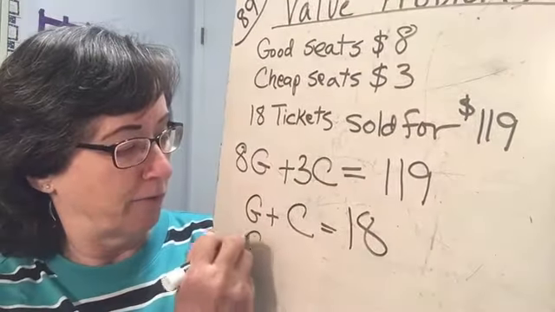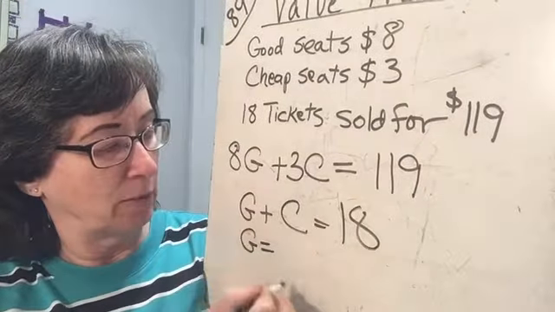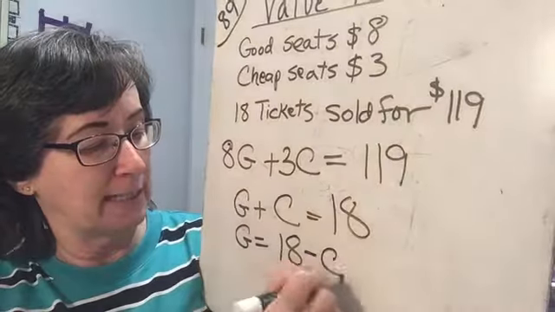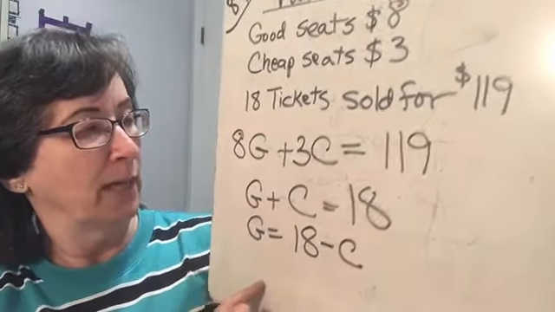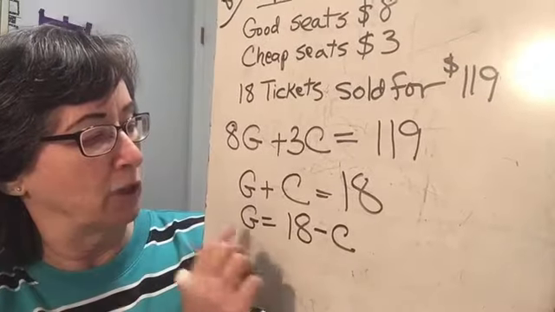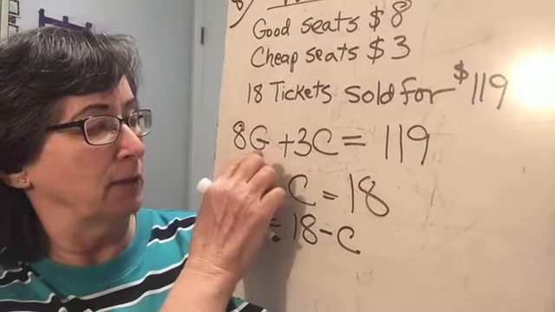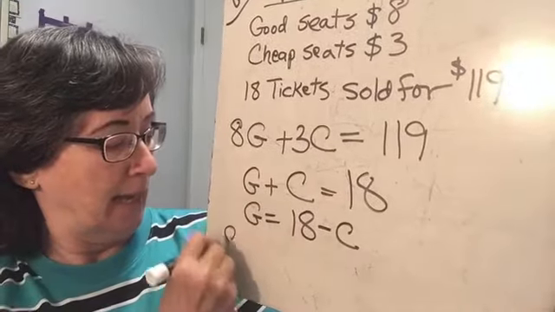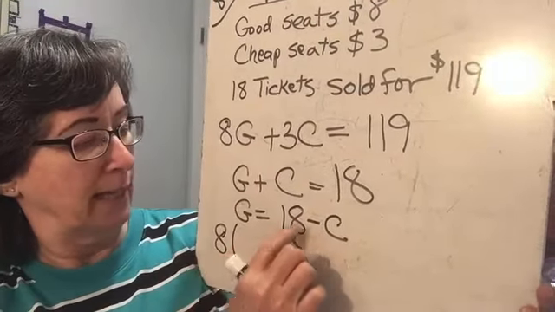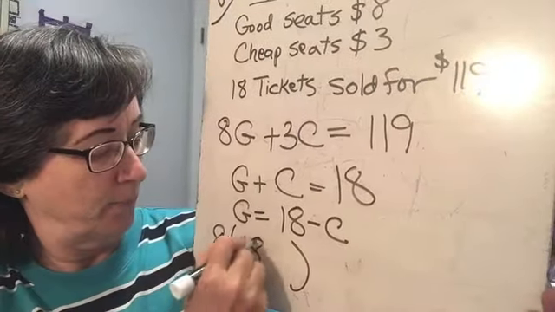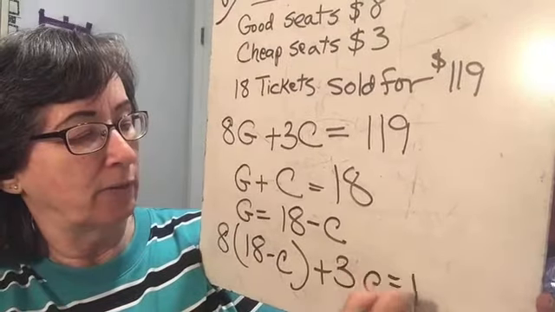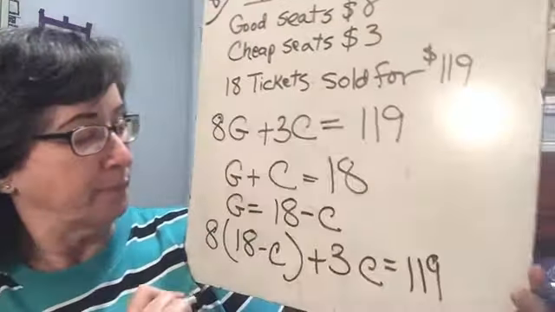So let's solve for G. G is equal to, subtract C from both sides, 18 minus C is equal to G. So now I'm going to rewrite this equation with G substituted in. So here's my G, and I'm going to say 8G, and instead of the G, we're going to put 18 minus C plus 3C is equal to 119.